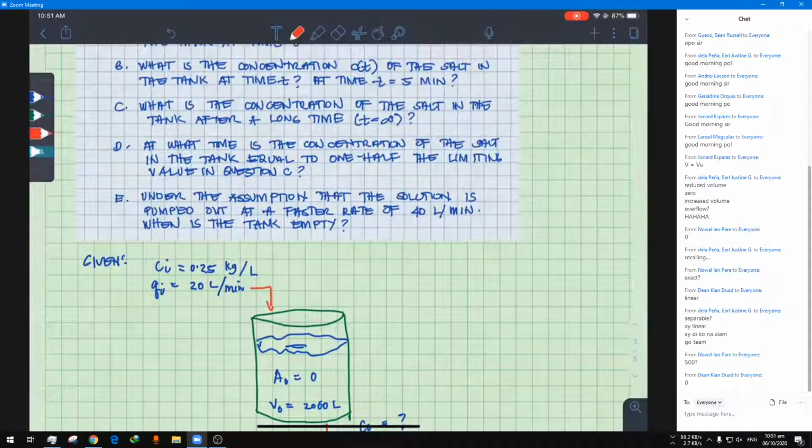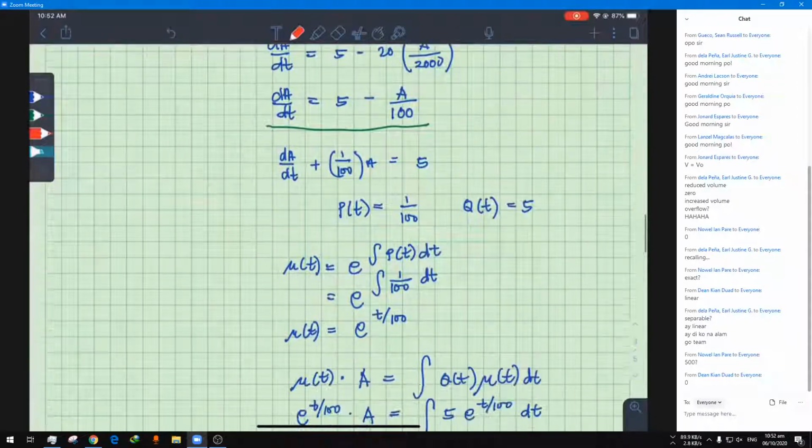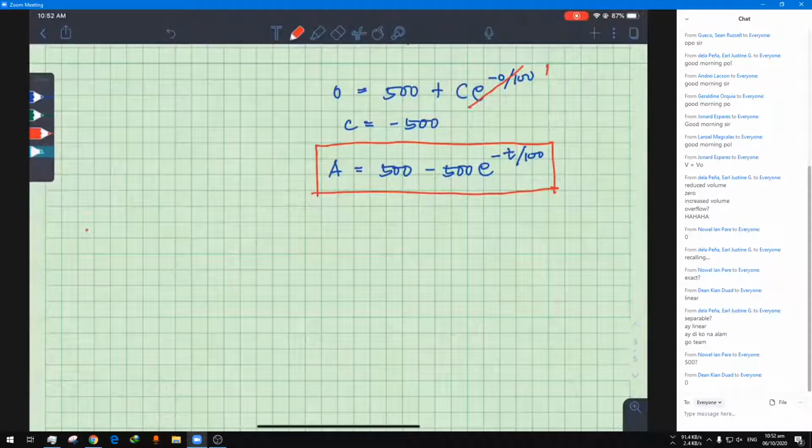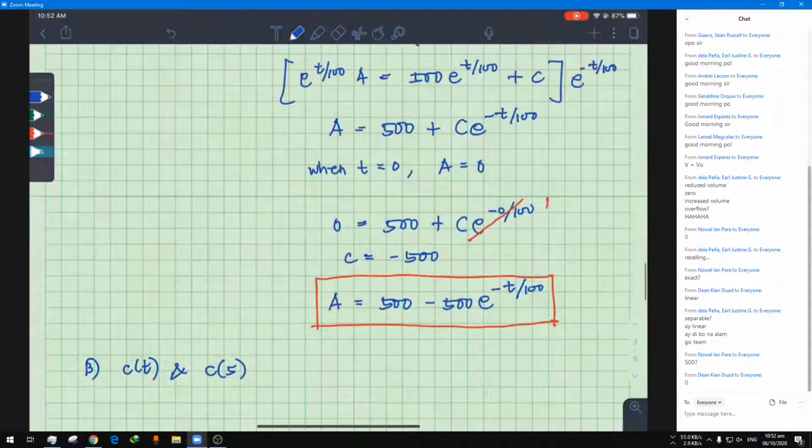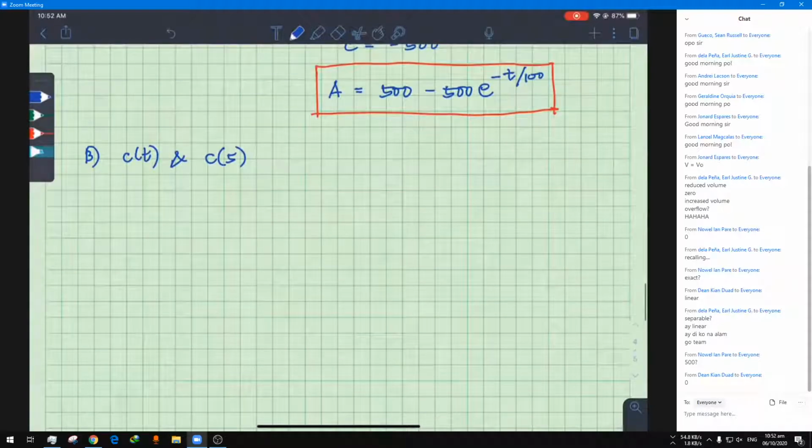Sabi niya daw, what is the concentration of the salt in the tank at time t? At the same time, what will be the concentration after 5 minutes? Okay, so after 5 minutes. So for letter B, ano daw yung concentration? When at time t, and yung pangalawa naman, ano yung concentration after 5 minutes? Tama ba? After 5 minutes. So how do we get this?